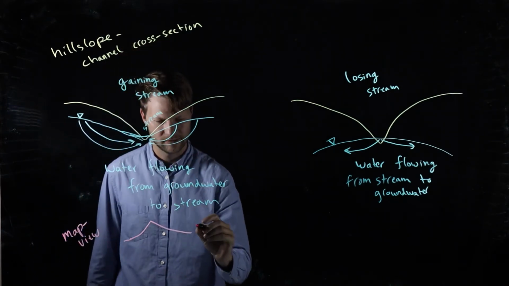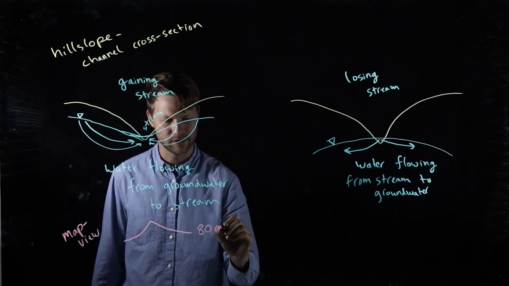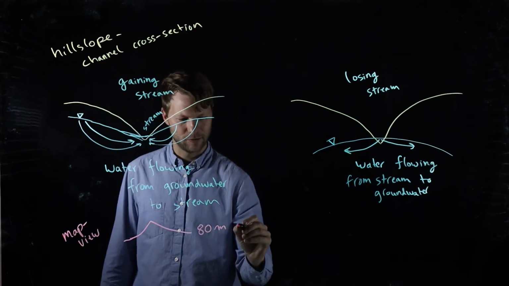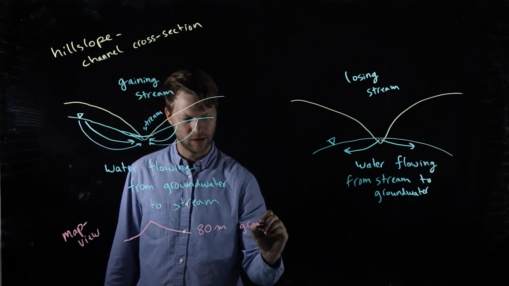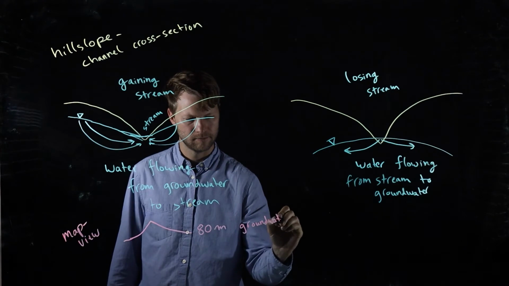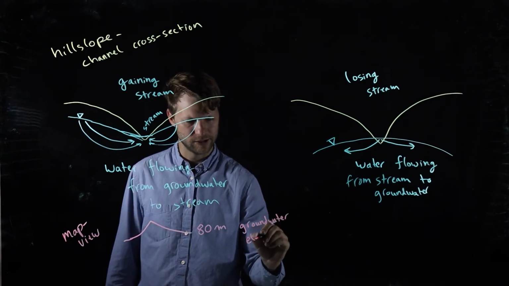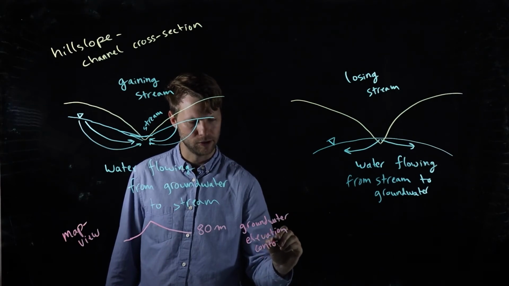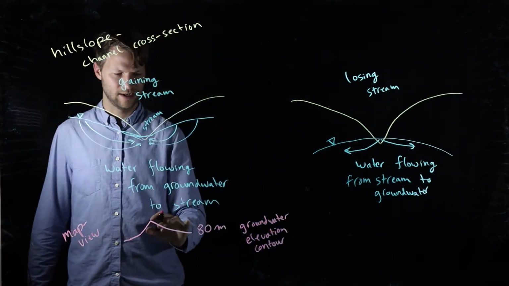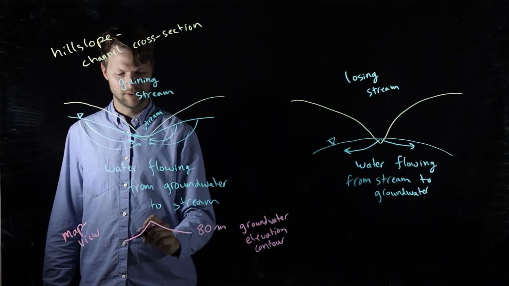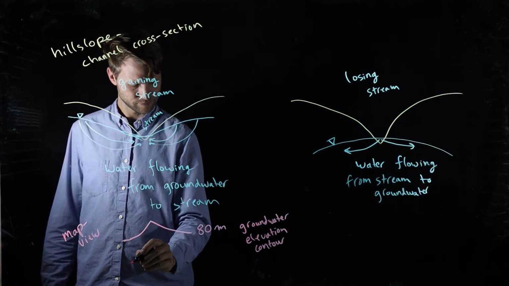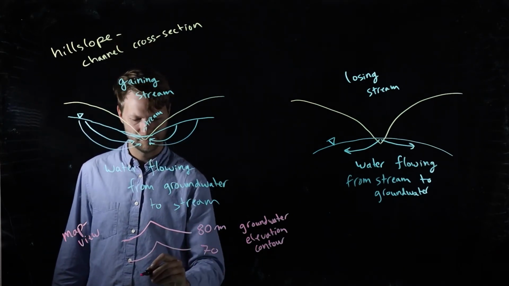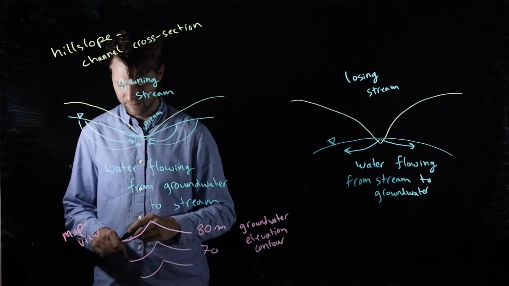So this, let's say this was 80 meters, for example. This is the height of the groundwater. So this is the groundwater elevation contour below ground. It's not the surface of the ground, it's the height above sea level of the groundwater table. And let's say this one was 70. And this one was 60.